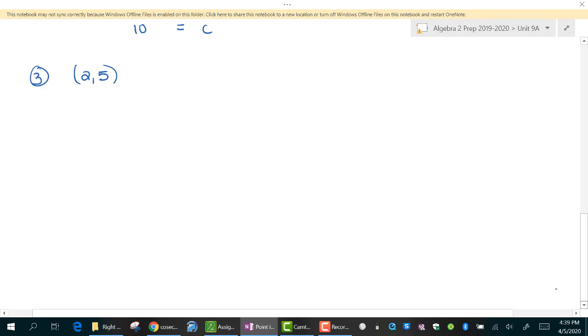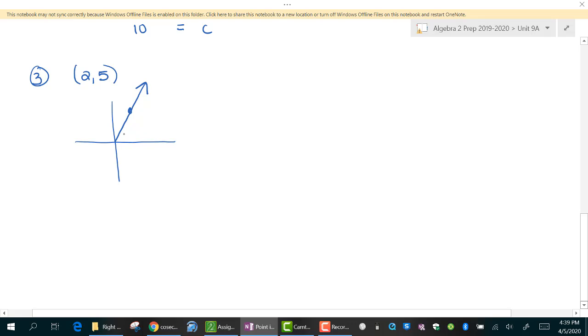Okay, time for our last example. So our last one is 2, 5. So again, I'm going to draw my graph. So I go right 2, up 5. So that's the terminal side of my angle passes through that point. So imagine it'd be right about here.